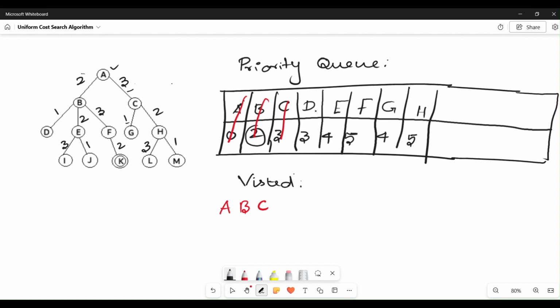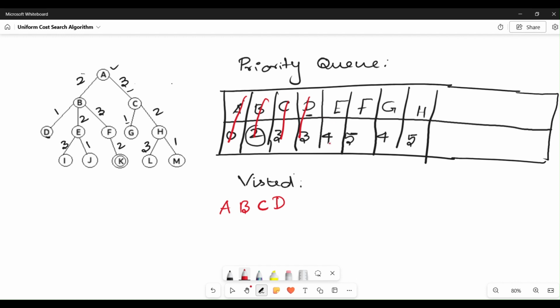Which has D. Does D have any node below it? No, so it is a leaf node. So we can stop the execution there. Taking out the D from the priority queue and add it into the visitor node.